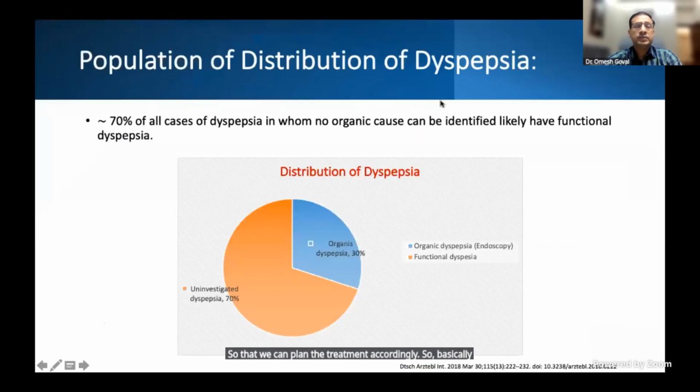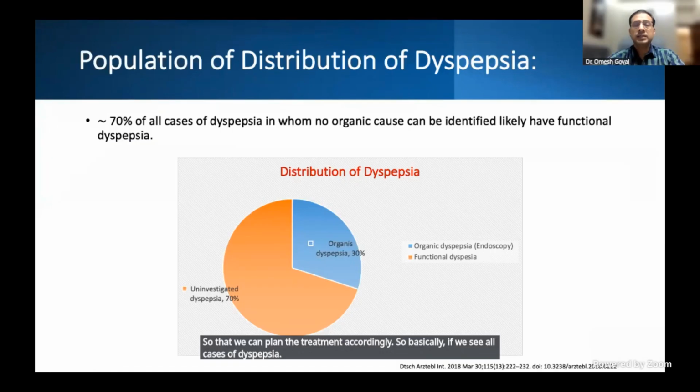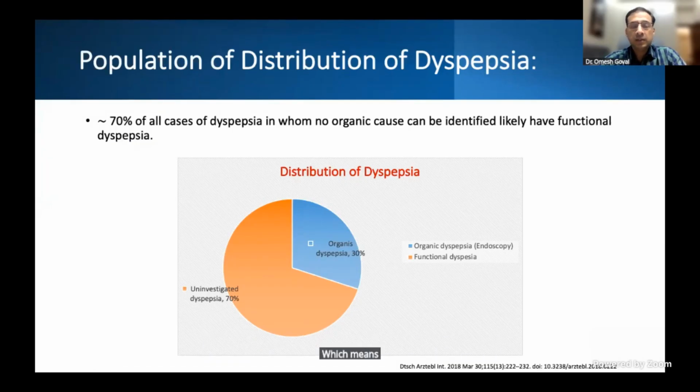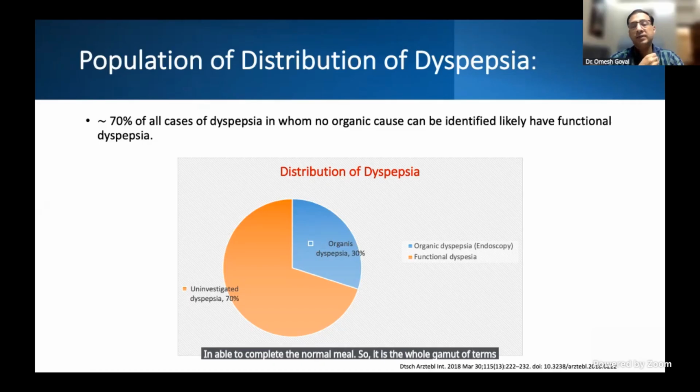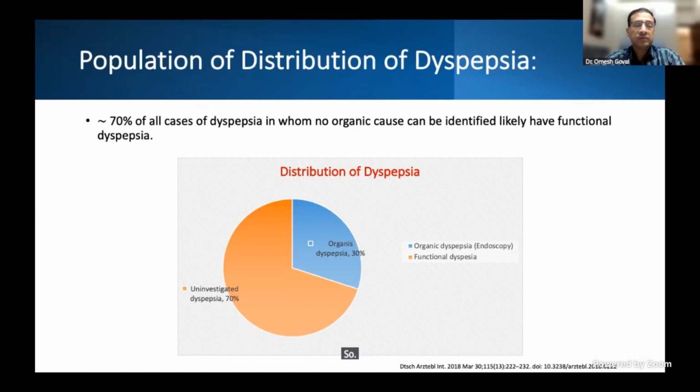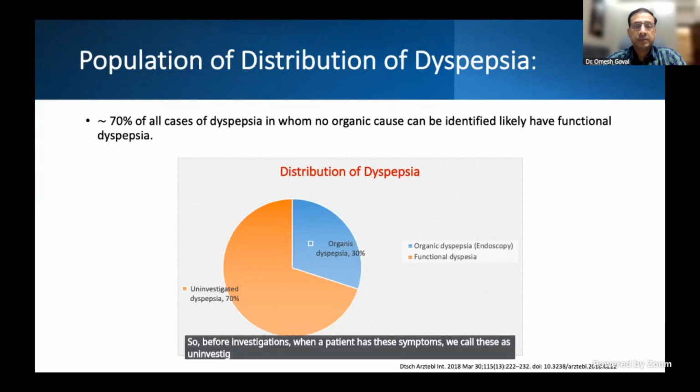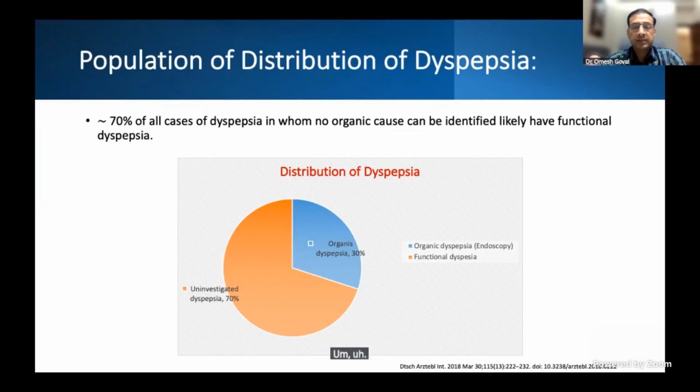Dyspepsia is a general term, which means any problem relating to the upper abdomen, like discomfort, pain, burning sensation, early satiety, feeling of fullness after meals, or inability to complete a normal meal. This whole gamut of symptoms is labeled as dyspepsia. Before investigations, when a patient has these symptoms, we call it uninvestigated dyspepsia because it has not been investigated properly.